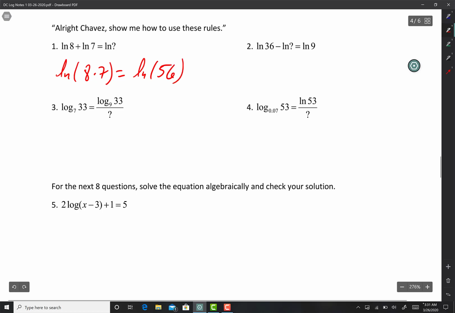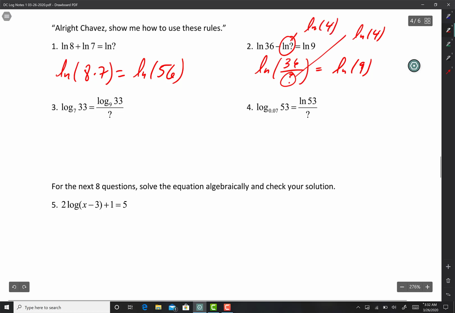You're done. So this one wants to know ln 36 minus what equals ln 9. So that's the same thing as saying ln of 36 divided by question mark. So something like this had to have happened. So 36 divided by what gives you 9. So if you said 4, you're correct. So this question mark is just simply ln 4. Or I guess I can circle that and say that's ln of 4.